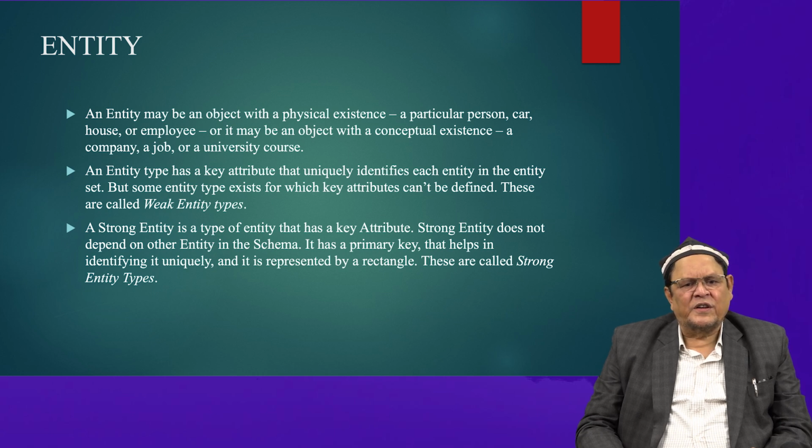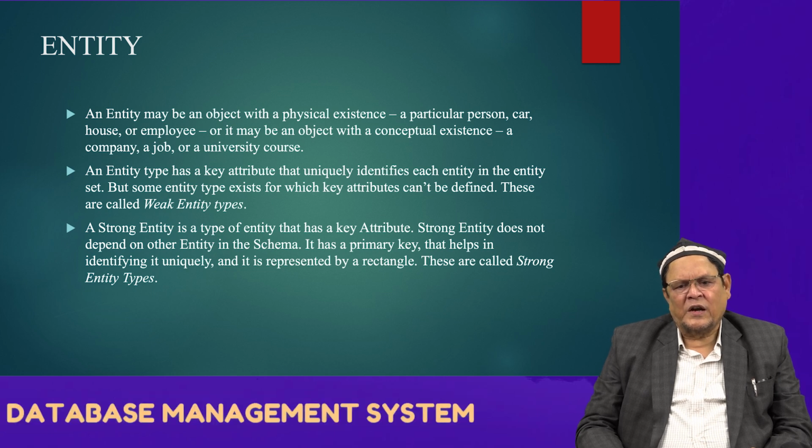A strong entity is a type of entity that has a key attribute. A strong entity does not depend on another entity in the schema. It has a primary key that helps in identifying it uniquely, and it is represented by a rectangle. These are called strong entity types.